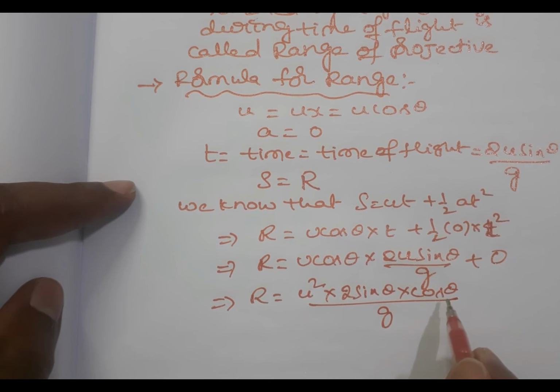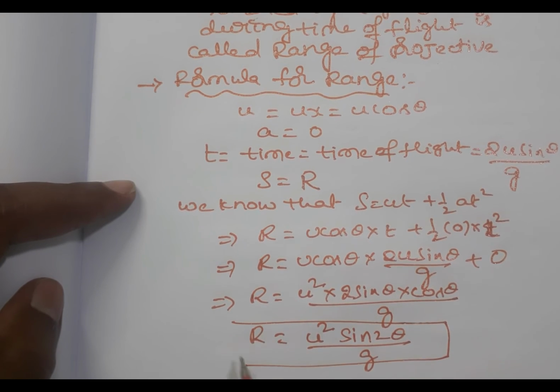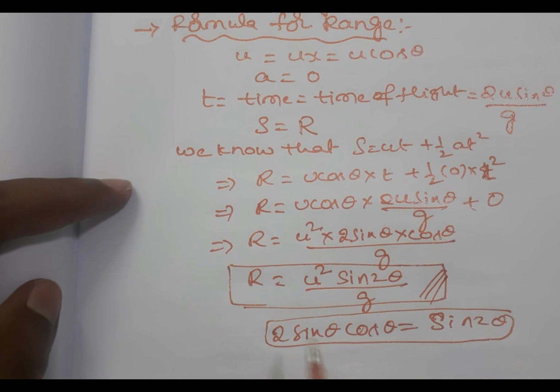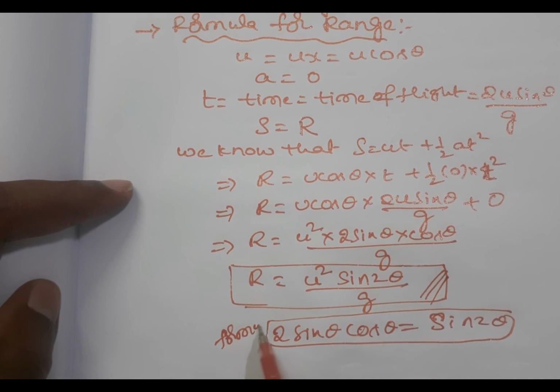But we know 2 sin theta cos theta is sin 2 theta. It is the standard formula. So R is equal to u square sin 2 theta by g. This is the formula for the range of the projectile. 2 sin theta cos theta is given by the standard formula sin 2 theta, and this is the formula for the range of the projectile.